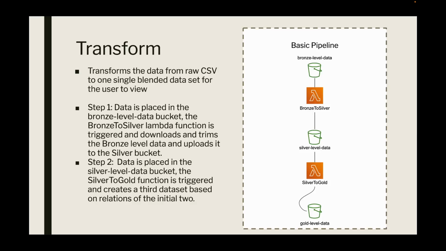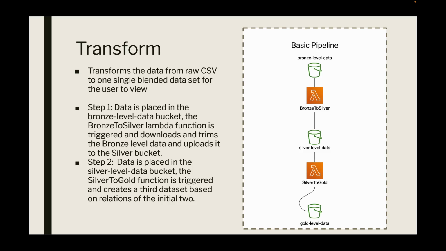When the raw data is placed into the bronze level data bucket, the bronze to silver Lambda function is triggered. First, the data is downloaded. From here, we remove any empty entries, conflicting entries, standardize their attributes, and other things. The function then places the new silver level data into the silver level data bucket.